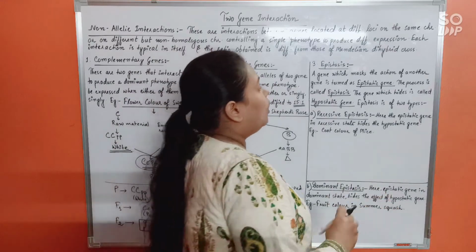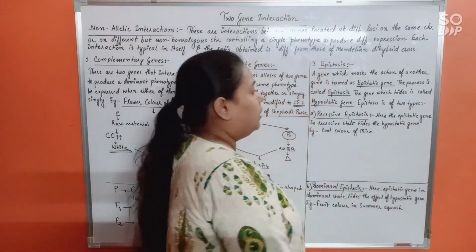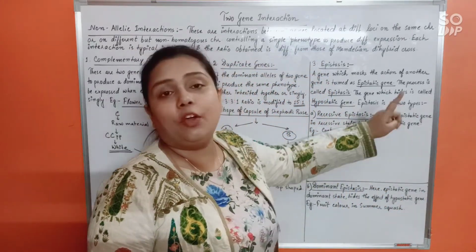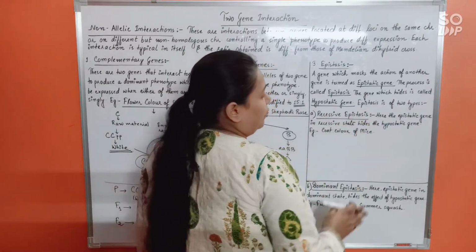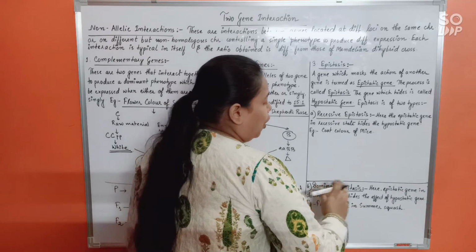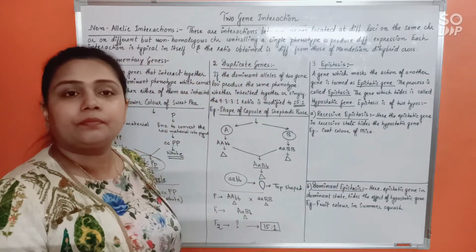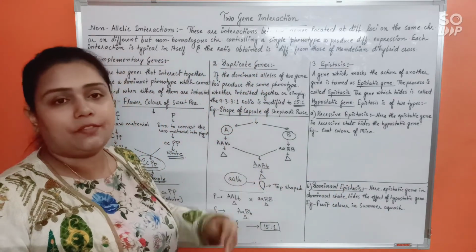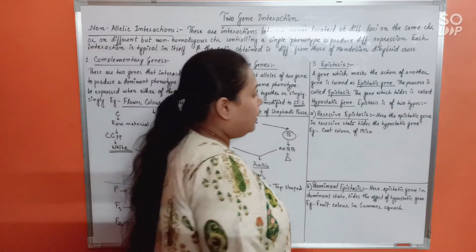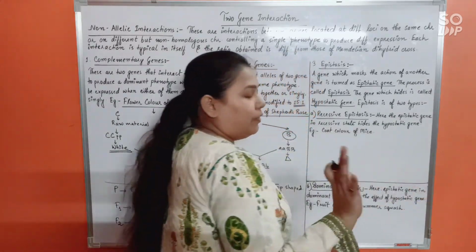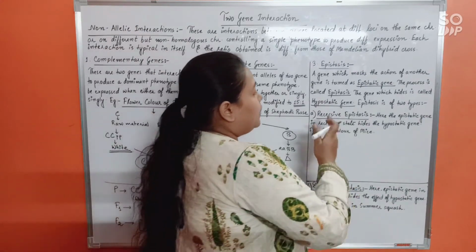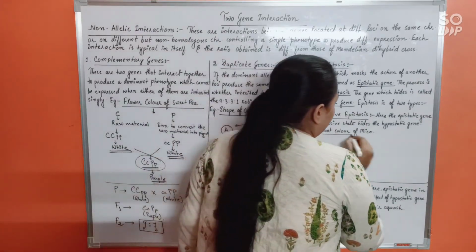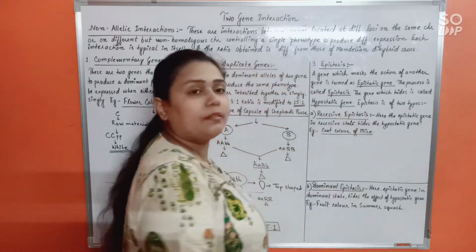Alright. Now the interesting part begins here: epistasis can again be of two types. One is recessive epistasis, another is dominant epistasis. Let's start with recessive epistasis. I'll not tell you the definition first. All of you listen and try to understand this part. The example of recessive epistasis is this: coat color of mice.